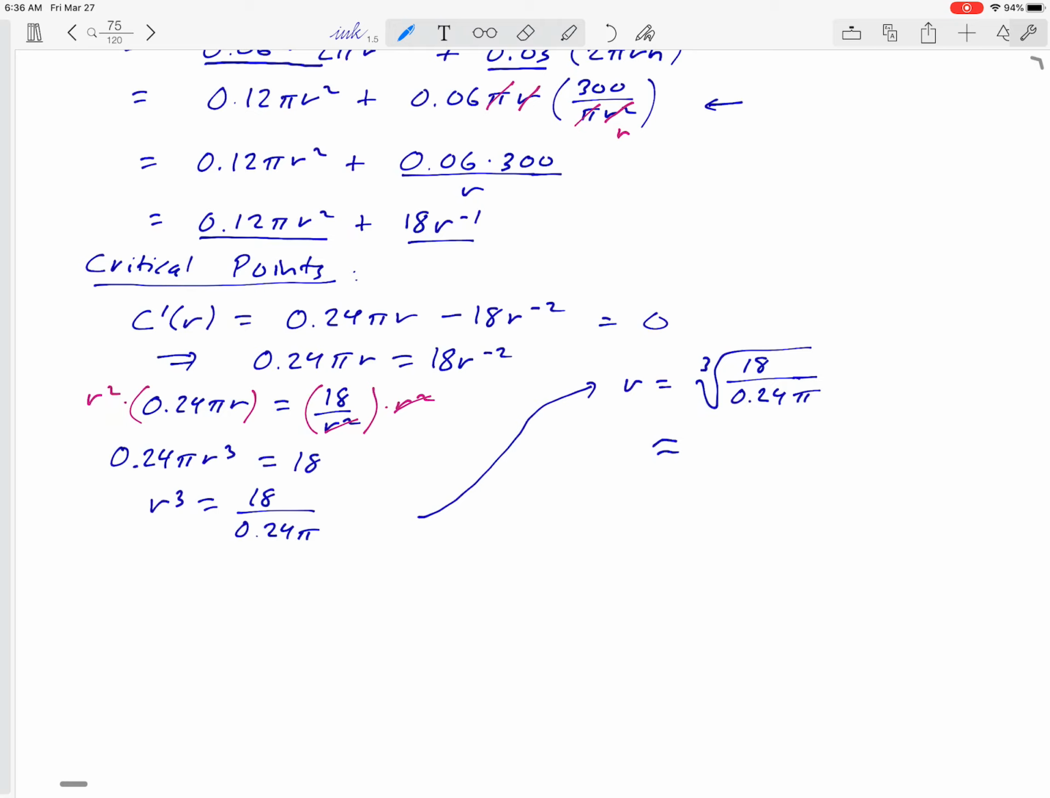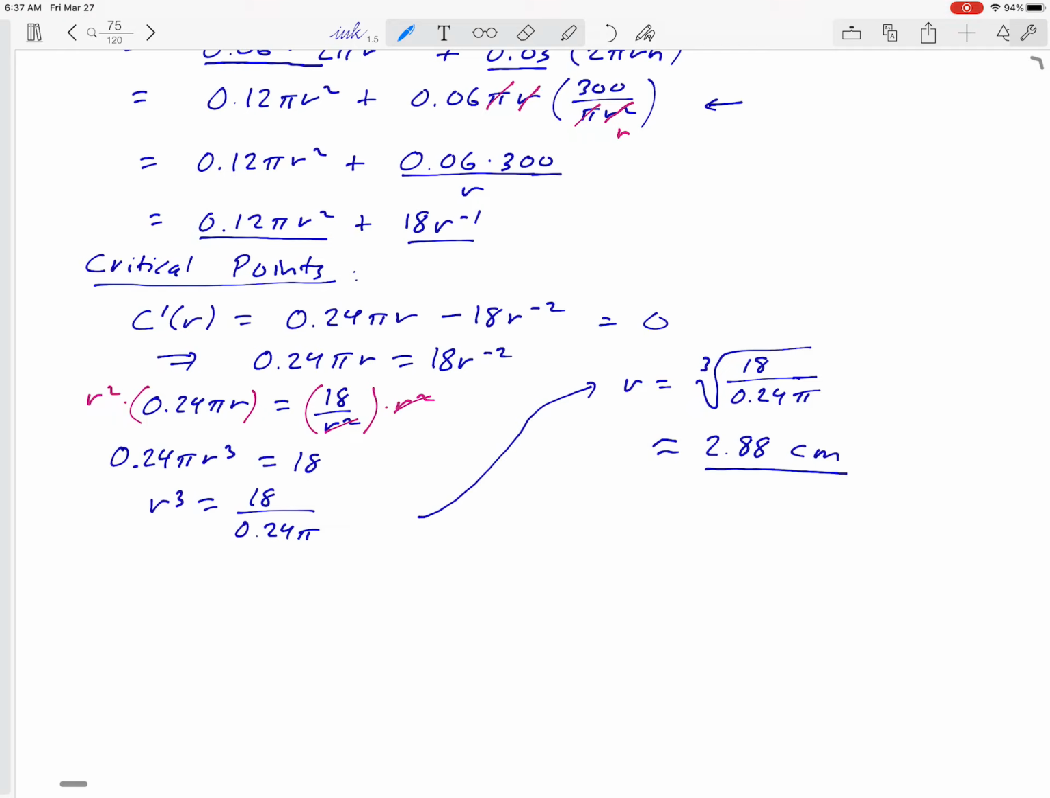Okay, and that is really a job for your calculator. If you punch that into your calculator, it's going to give you 2.88 if we round it off. Okay, what would the units on that number be? Well, r is representing a radius, which is a length, and length in this problem was given in centimeters, so that should really be a value in centimeters. Okay, that appears to be our one and only one critical point.